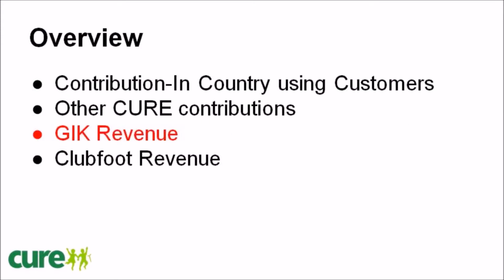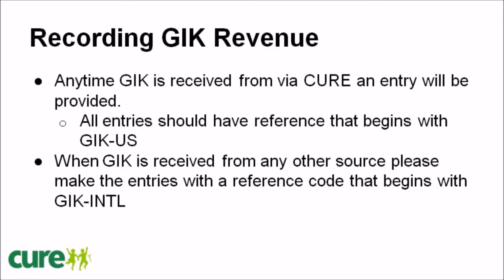Next, we will talk about recording GIC revenue. First, let's talk about what GIC is. GIC means gifts in kind. In our hospitals, it usually is in reference to inventory or equipment that is donated to the hospital at no cost to the hospital. When this occurs, it is considered revenue to the hospital. One of the challenges for us here in CURE headquarters is that we need to reconcile the GIC inventory and equipment that we send to the hospital to what is recorded on the hospital books.